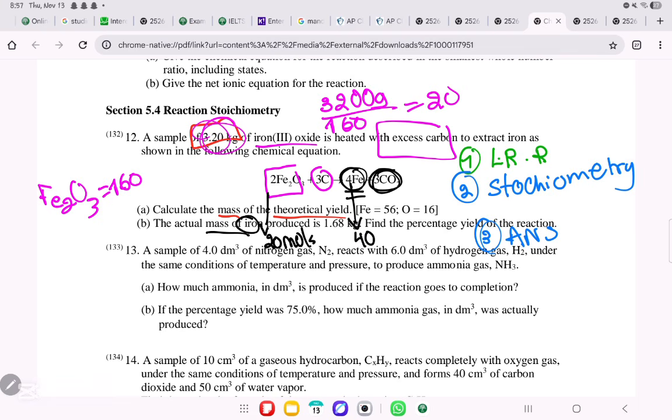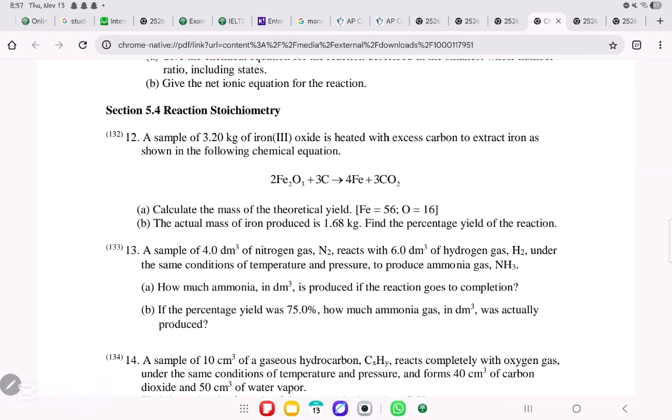It will be the number of moles times the molar mass, which is 2240 grams, which if you change it into kg is 2.24 kg. Now I have my theoretical yield. Now they told us that the actual yield produced is 1.68. Find the percentage yield. It's going to be the actual over the theoretical times 100, right? So 1.68 over 2.24 times 100 will give me 75%.